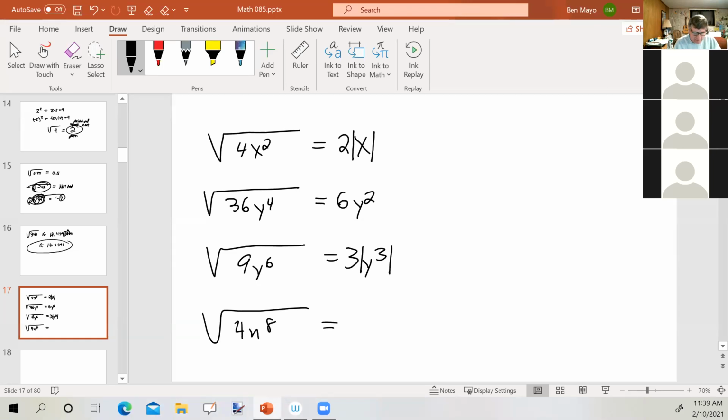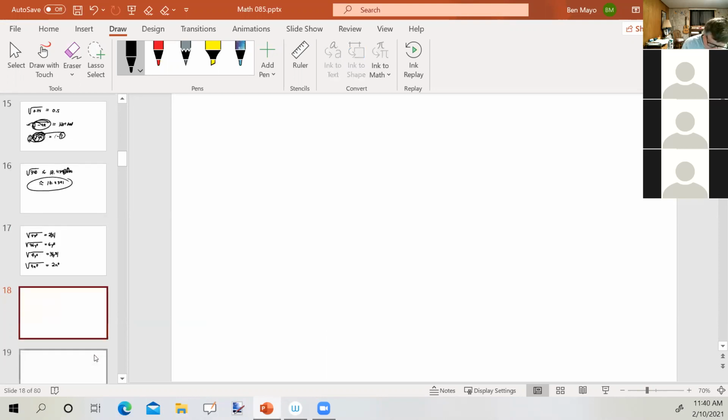The square root of 4 n to the 8th. What's the square root of 4? 2. What's the square root of n to the 8th? N to the 4th power. How about here? Do we need absolute value bars here? No, because it's even. Good job, good job. Okay. How about this one?